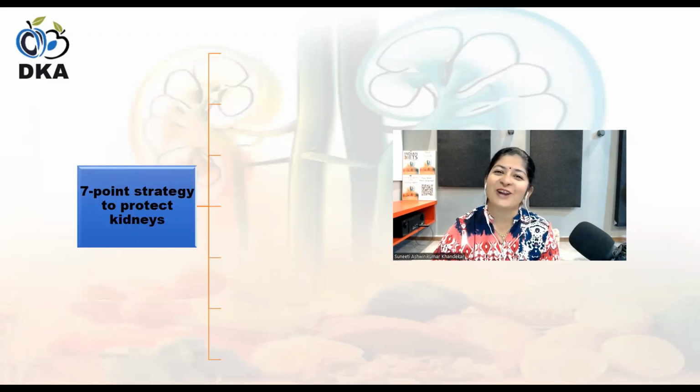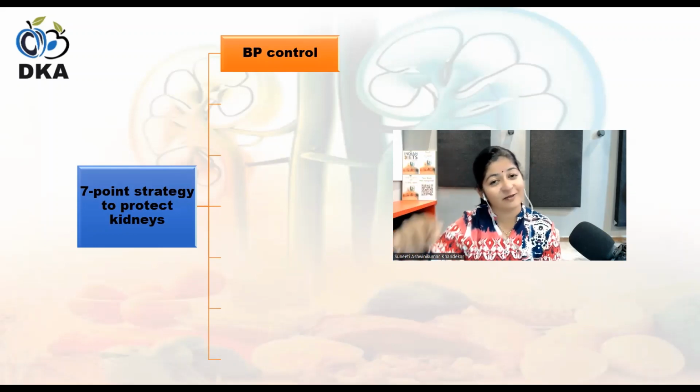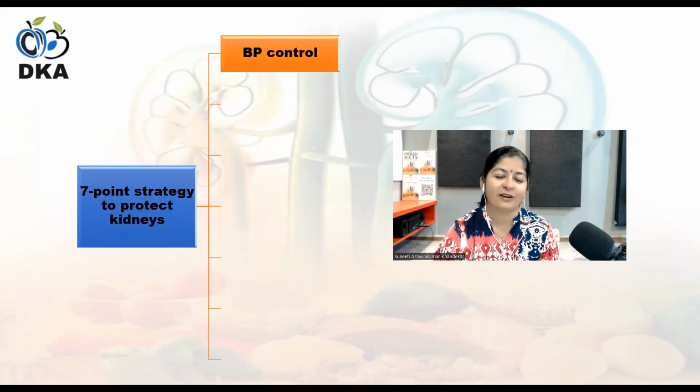So the 7-point strategy to protect our kidneys are: blood pressure control. We need to control our blood pressure. If a patient is having hypertension, then the spikes of high blood pressure or even low blood pressure may cause damage to the kidneys. So a steady blood pressure is always welcome in such patients.